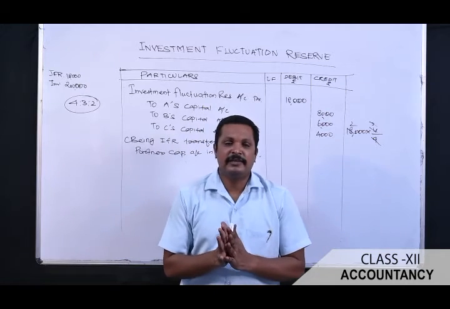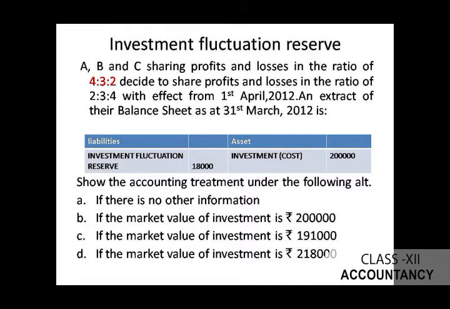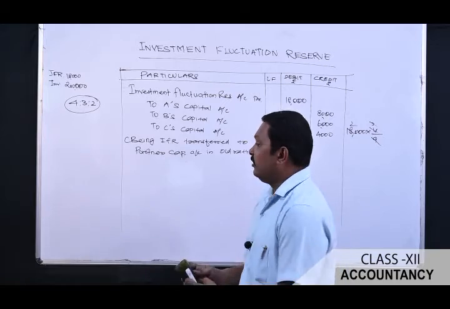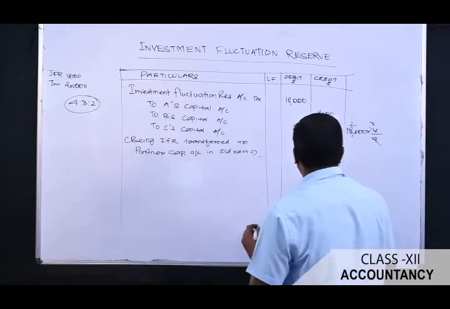Now the third case: if the market value of investment is 1,91,000, here we are having a problem. The book value of the investment is 2 lakh.